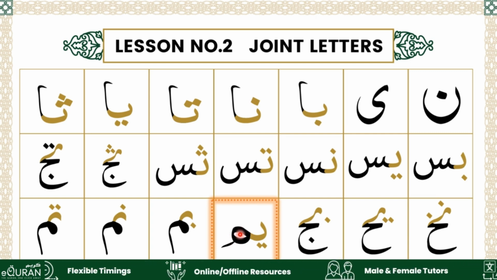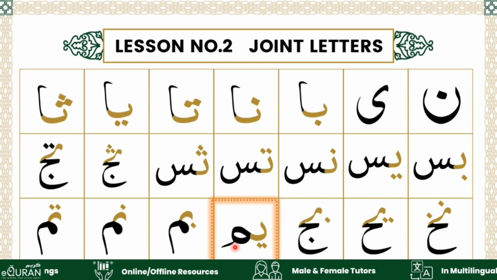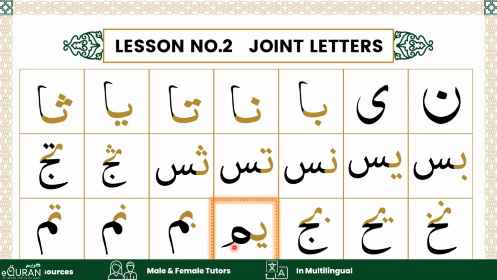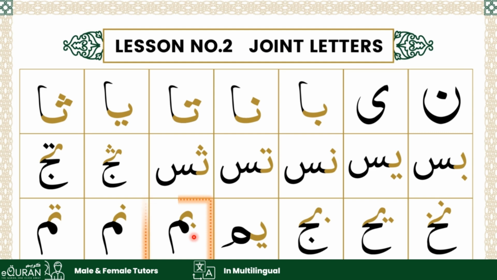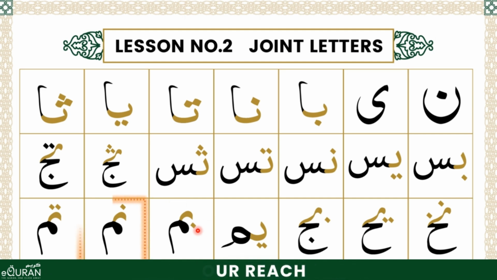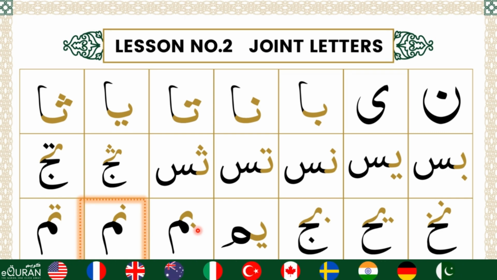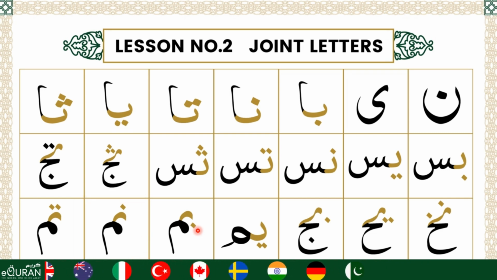Sometimes Meem will be in this one shape. Understand it as well. Yeah, Meem. Ba has always one dot at the bottom, so this one is Ba. Ba Meem. Noon Meem. Sorry, Noon has one dot up. Noon Meem.